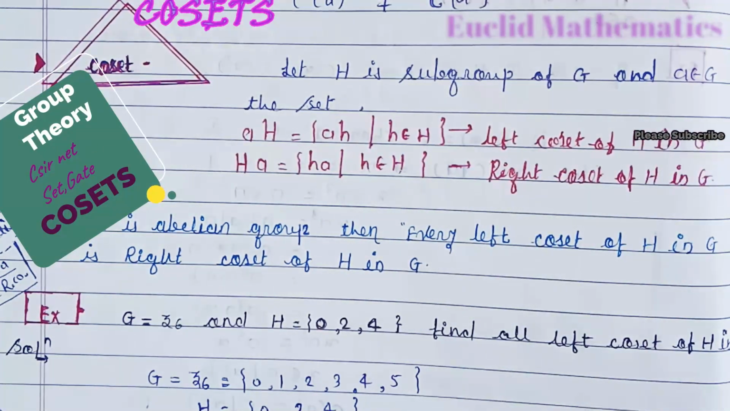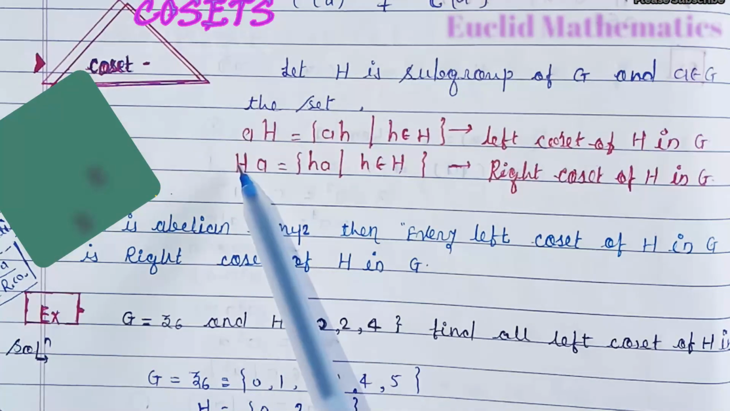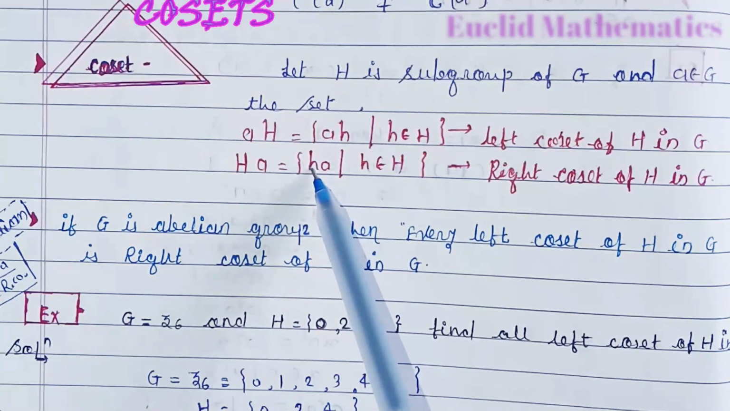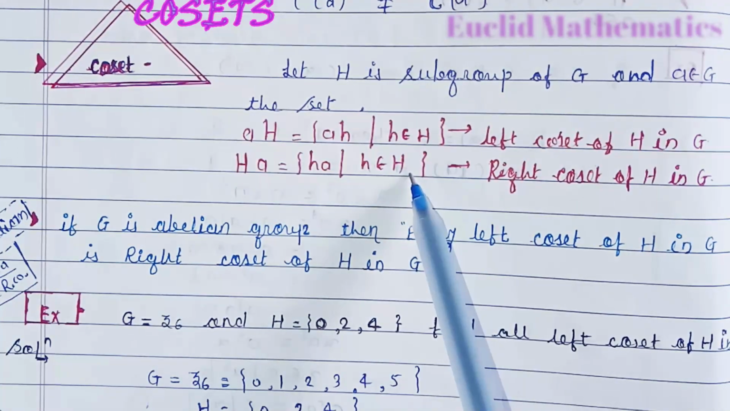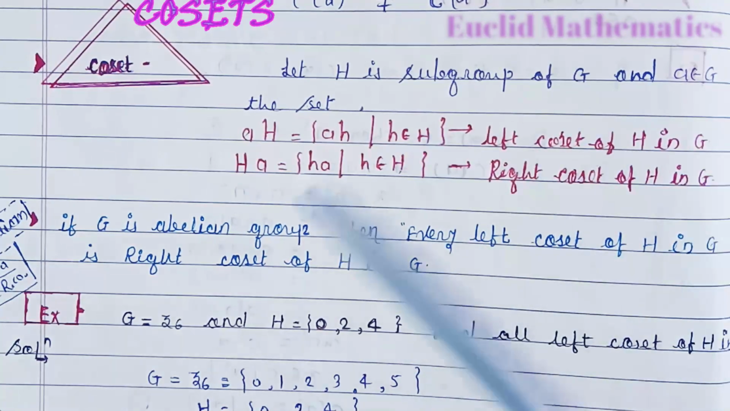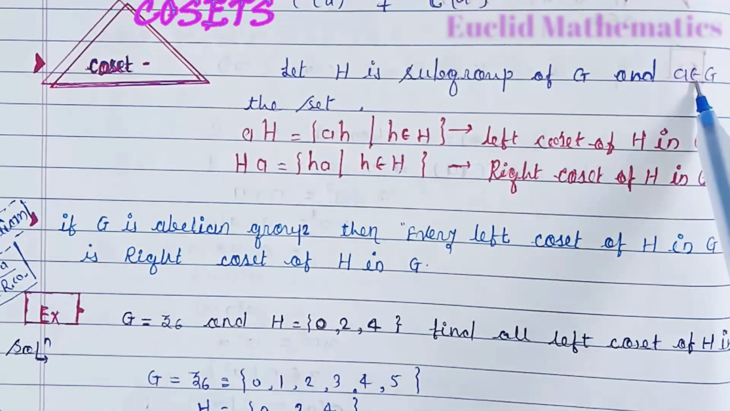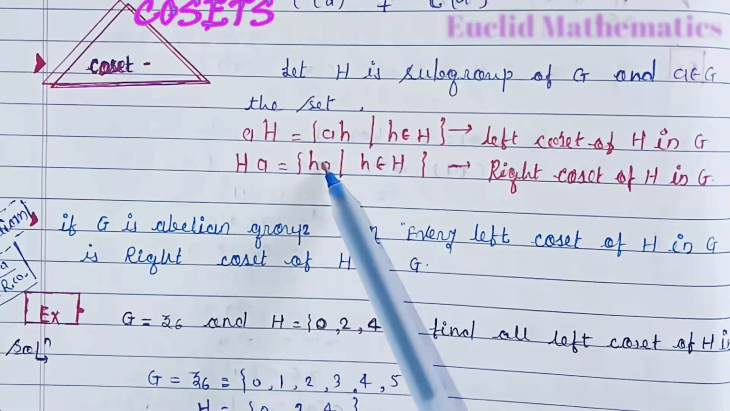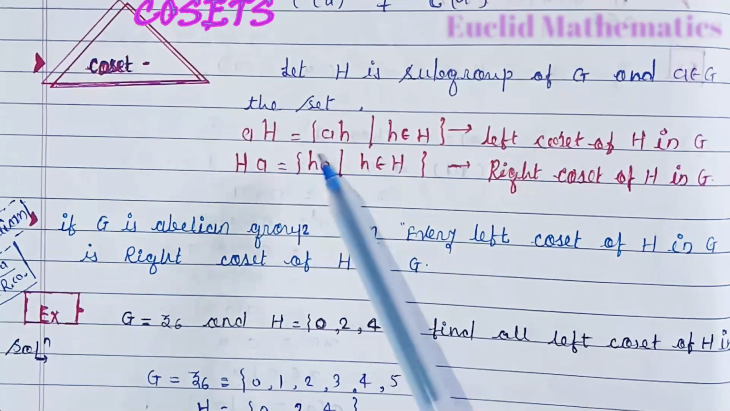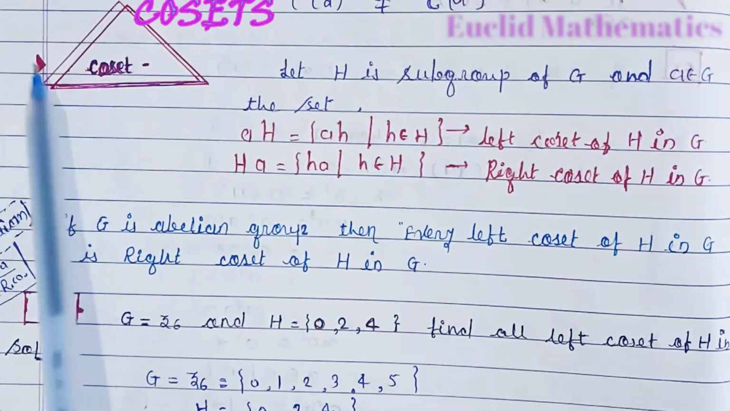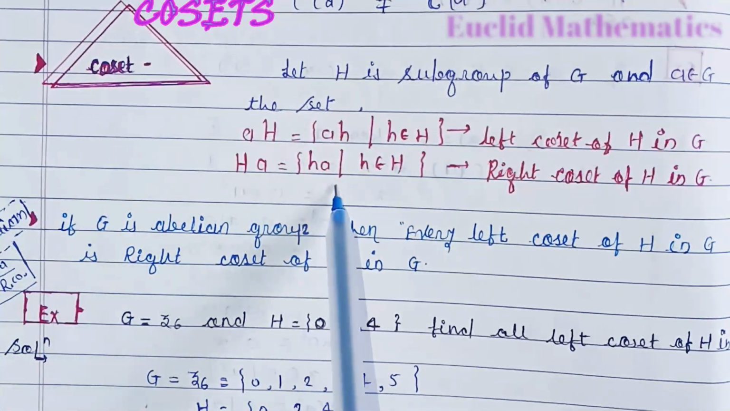And similarly for the right coset. The right coset says Ha, which is h multiplied by a, where h is from subgroup H. Then we say that it is the right coset of H in G. So a is from the group. Select any element from the group and any element from the subgroup, and find their multiplication from the left side and the right side. If both are equal, then we say that it is the coset of our group. So this one is the left coset and this one is the right coset.